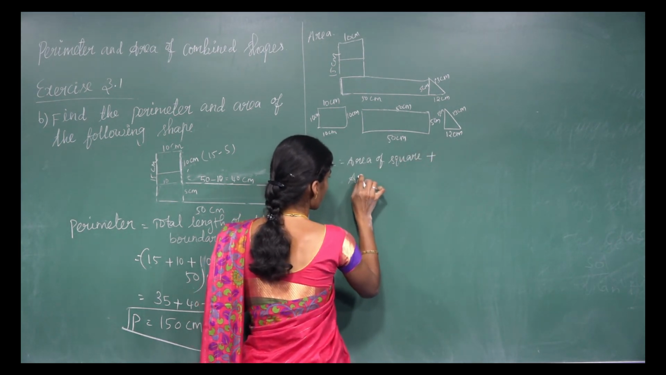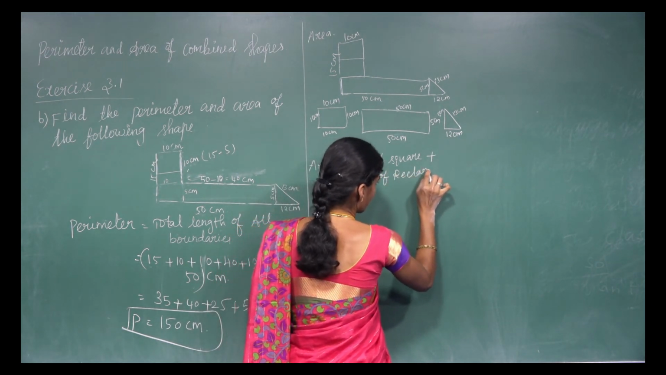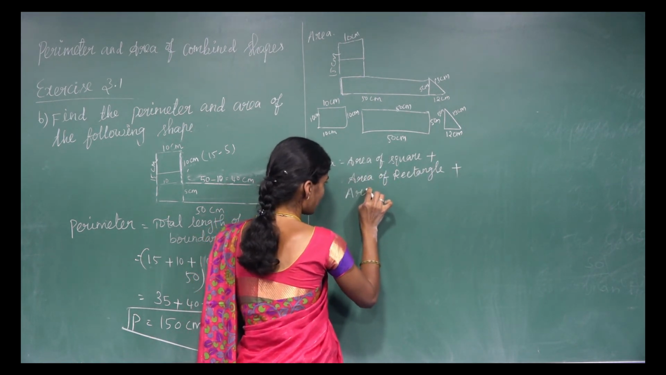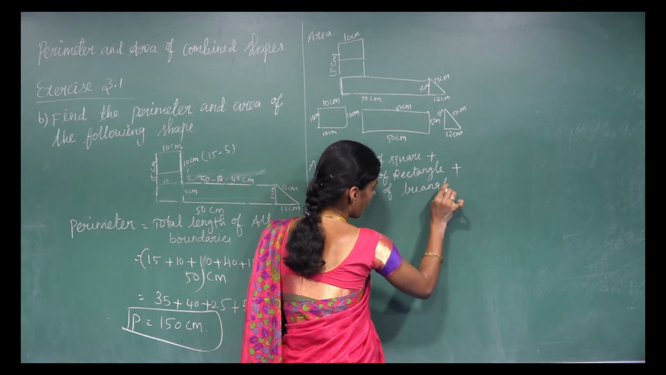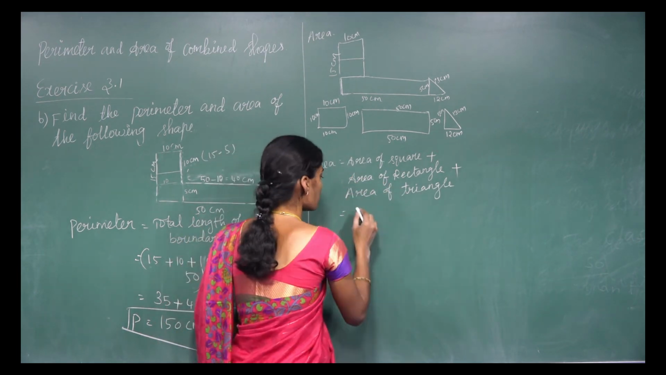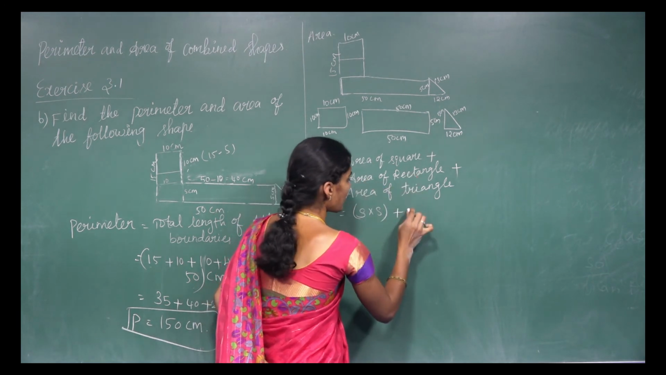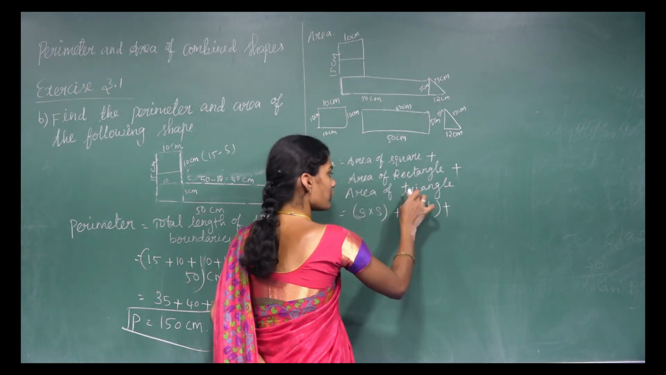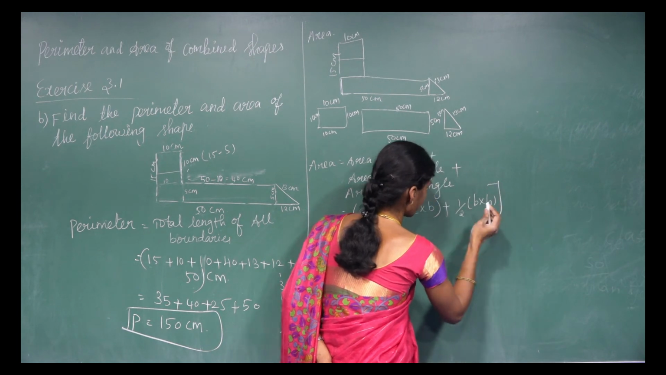Next, area of rectangle. Next, area of triangle, right angle triangle. Shall we write the formula and substitute these values? Yes. So, area of square, what is the formula? Side into side. Plus area of rectangle, length into breadth. Next, plus area of triangle, 1 by 2, b into h.